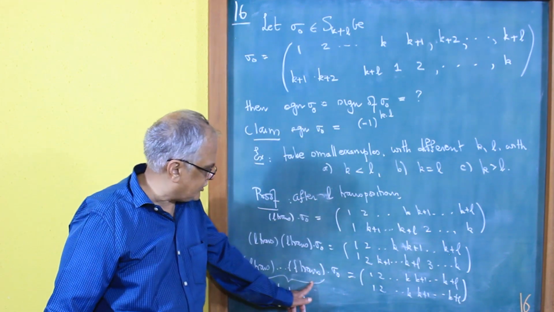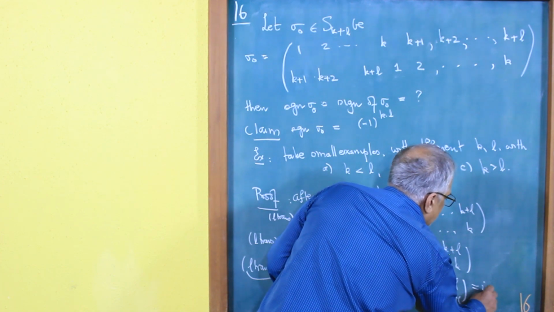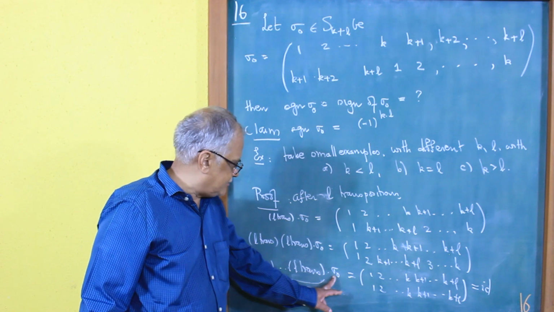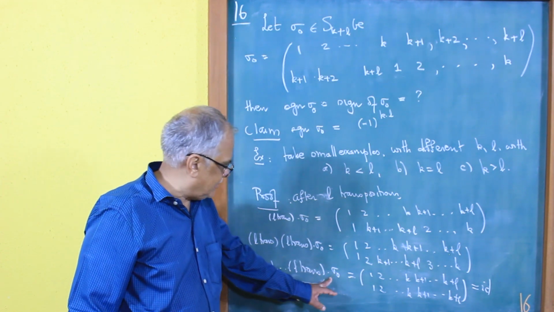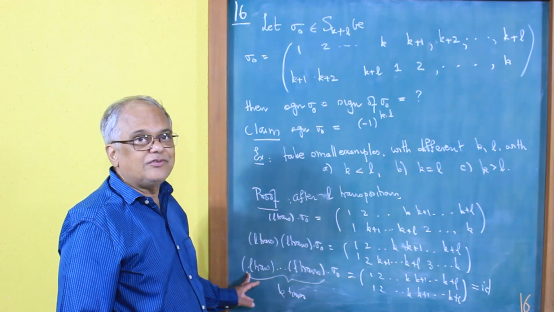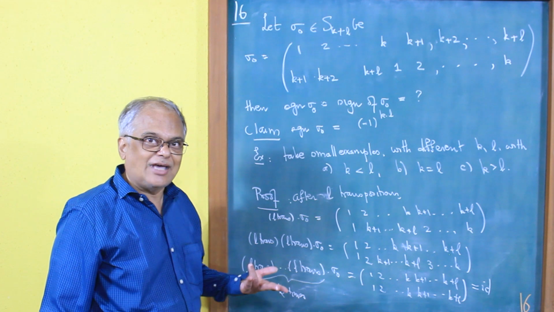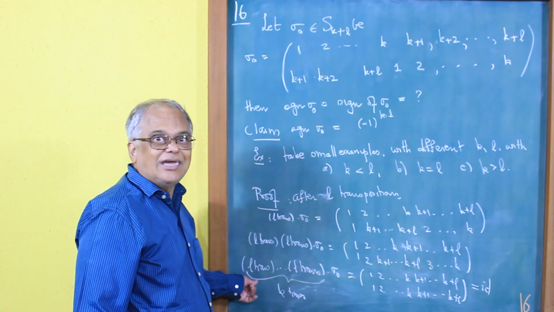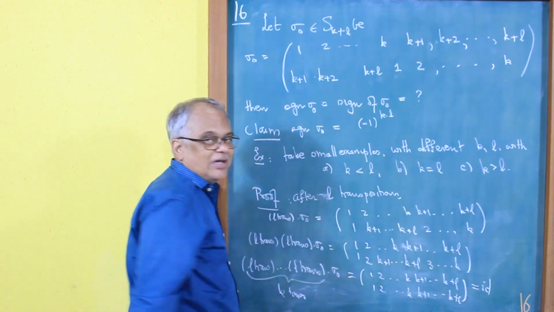And therefore, this term that I have here is the inverse of sigma naught. Therefore, the sign of sigma naught times the sign of this is 1. And therefore, the sign of sigma naught is equal to the sign of this inverse, which is the sign of this itself. Each transposition has a sign of minus 1. There are L transpositions, and you're doing this k times. And therefore, you will get the sign of sigma naught is minus 1 to the k times L.